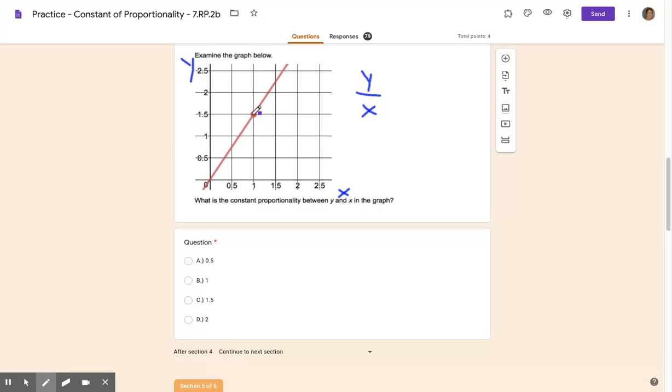So at this point, the y is 1.5, and the x, we go down here, the x is 1. So 1.5 divided by 1 is 1.5. So that's our answer right here in this one.